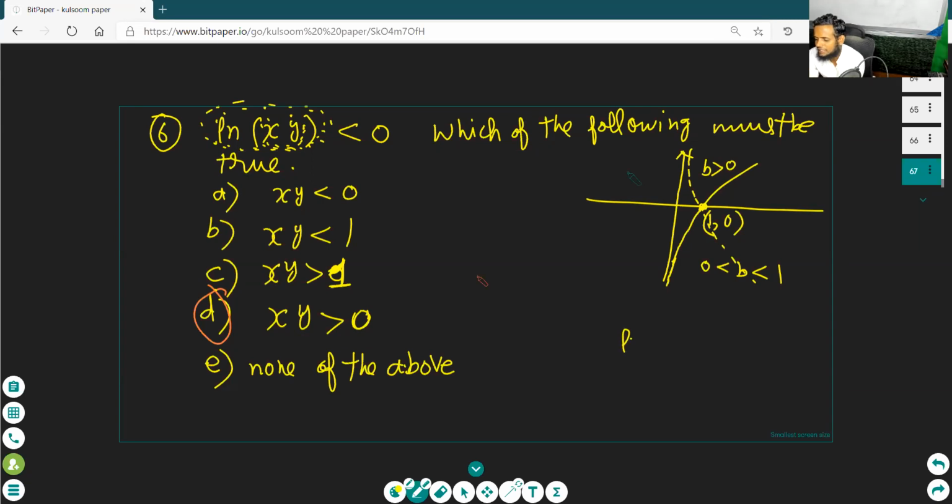Log natural is simple. Log natural is log e of xy. For the domain, this will be greater than 0. Clear? This is a two variable function.